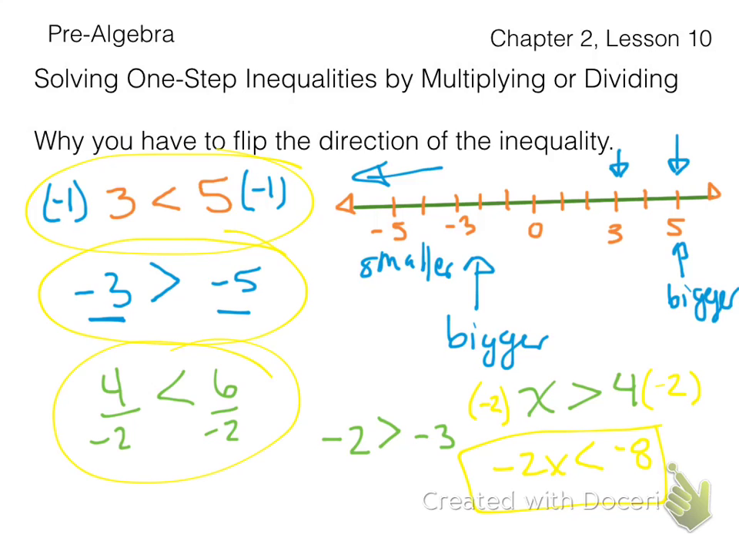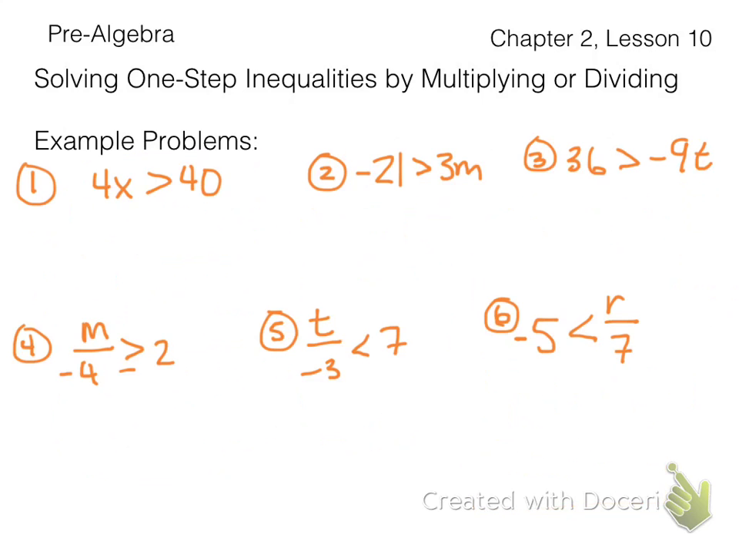All right, next up, some example problems, and I will make sure that I talk about flipping as I do each problem. Okay, so to get x by itself, I'm going to perform the opposite operation. The opposite of multiplying by 4 is dividing by 4.